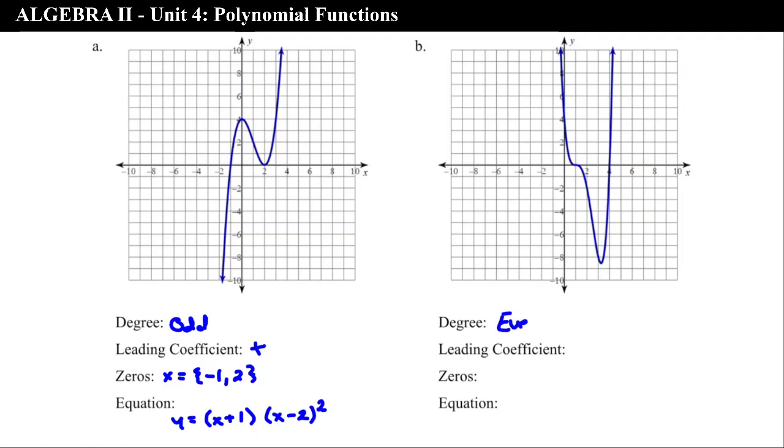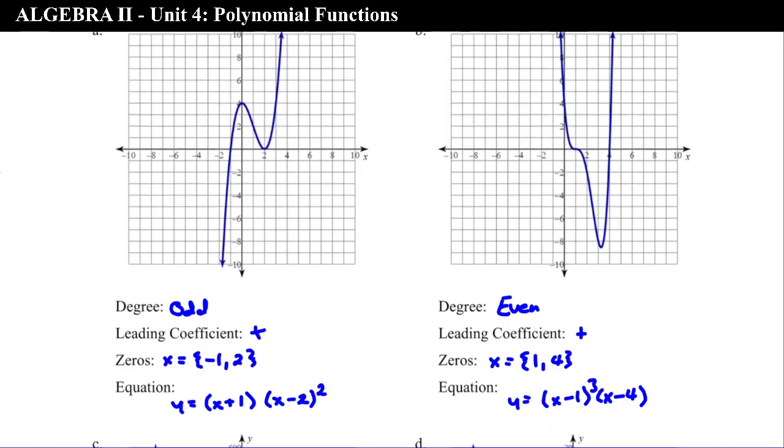For B, we have a degree that is even because our arrows are going the same way. And our leading coefficient is positive. Our zeros are x equals 1 and 4. So our equation is going to be x minus 1 times x minus 4. Our multiplicity at 1, because we have a cubic function, is going to be 3. So we got a cube there. And then we don't have to put a power on the other one because it's basically a line. All right, on to the next two examples.